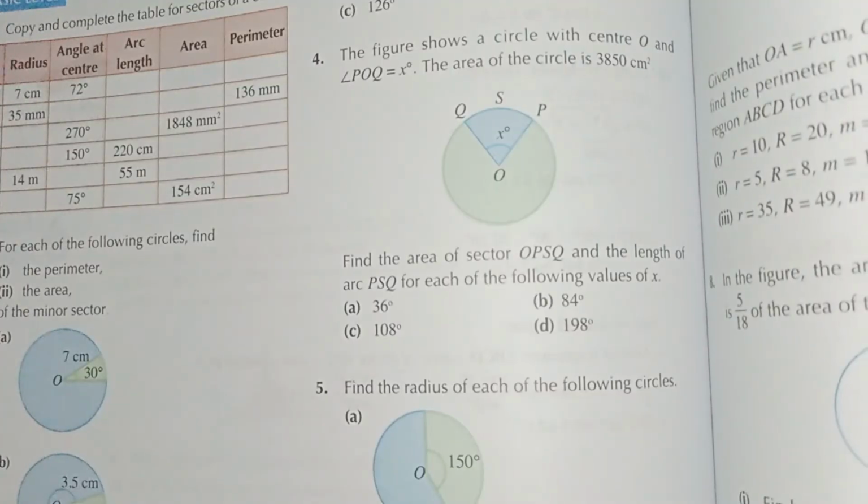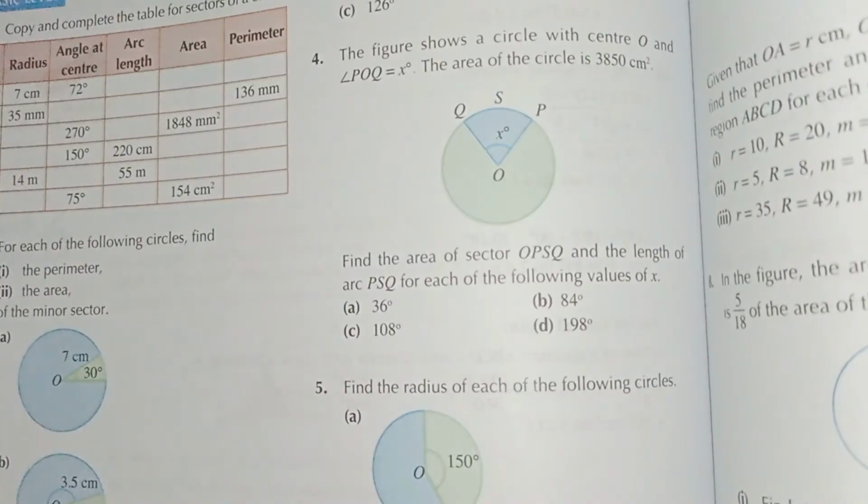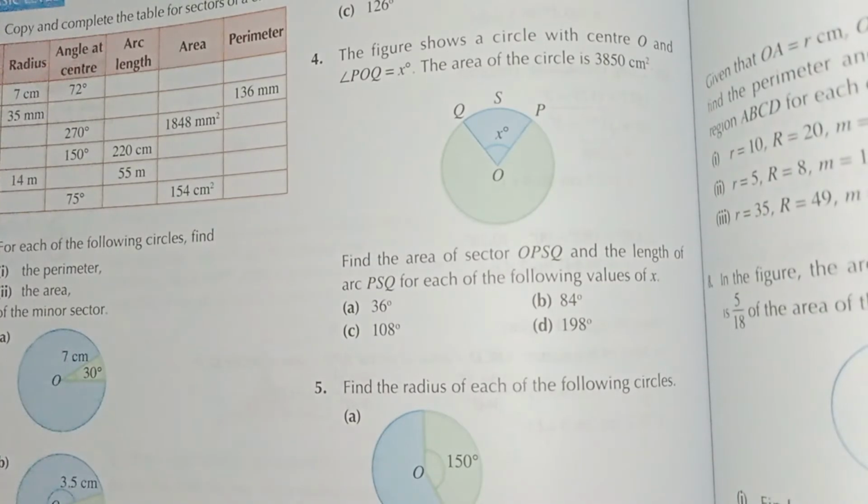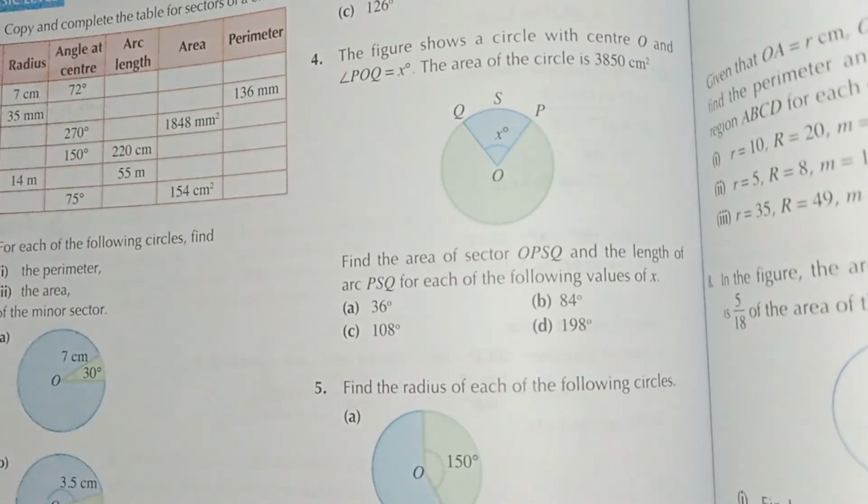Now students, question number 4. The figure shows a circle with center O and angle POQ is x. The area of the circle is 3850 centimeter square is given to us. Find the area of the sector OPSQ and the length of the arc PSQ for each of the following values of x.